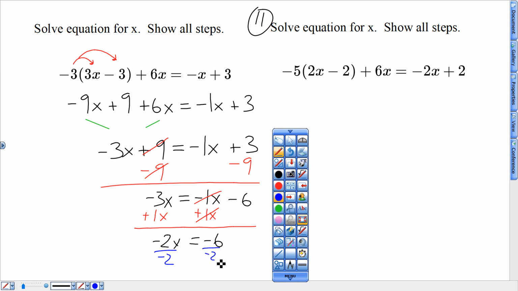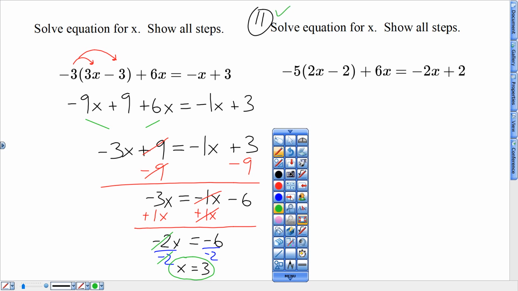Answer is going to be a nice, neat whole number answer. If it's not, something went astray. X equals nice, neat, positive 3. All that madness, nice, neat, positive answer at the very end. The same will happen to you if you do this correctly, I promise.